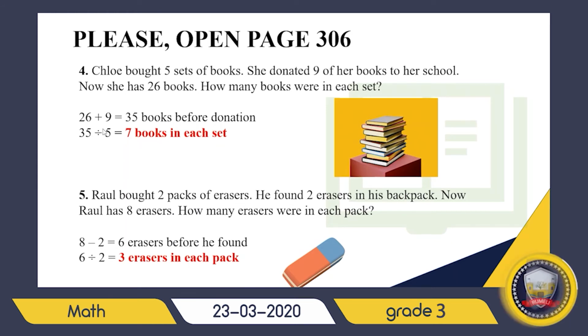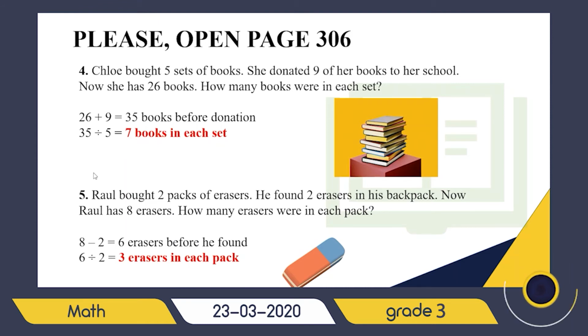Then, as divisor, I need to write the number of sets, 5. 35 divided by 5, or 5 times what equals 35? Good job, 7. It means 7 books in each set.